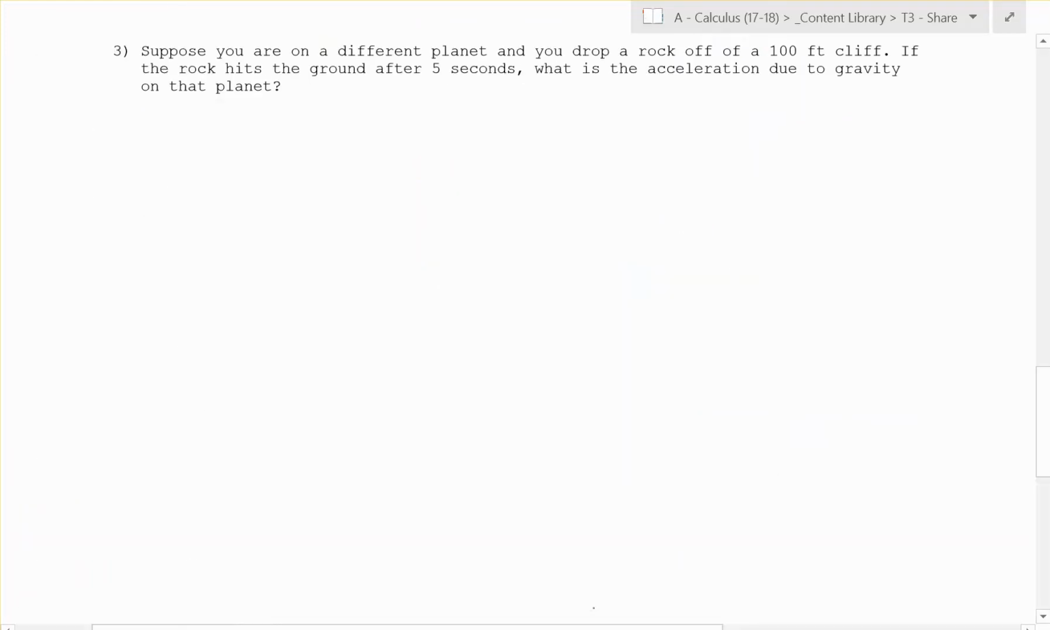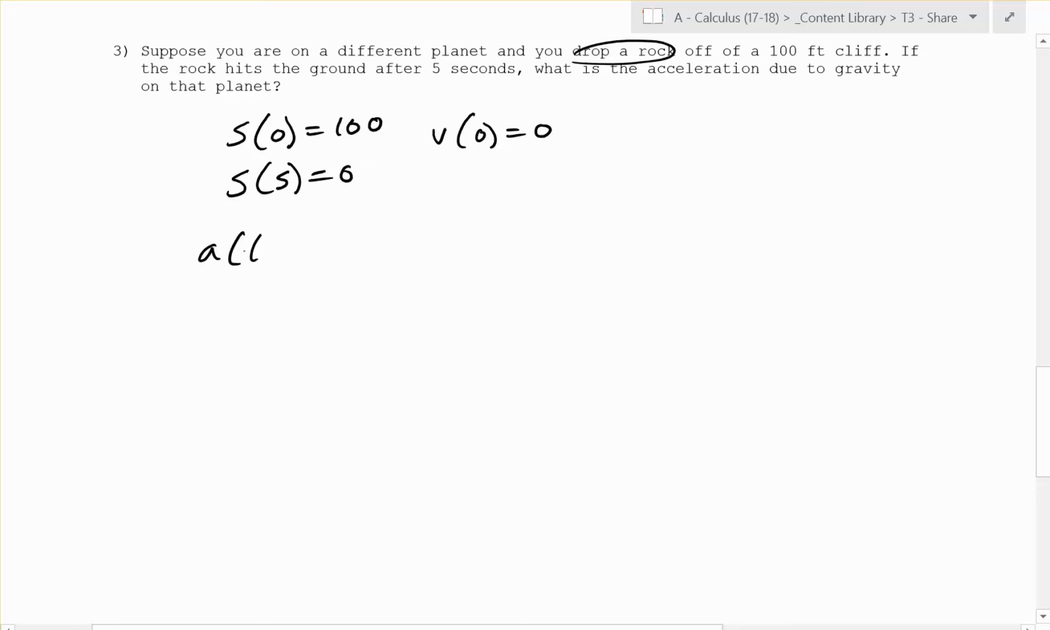So in question 3, it says, suppose you're on a different planet and you drop a rock off a 100-foot cliff. So our initial position is 100. If the rock hits the ground after 5 seconds, so s of 5 is 0, the height after 5 seconds is 0, what is the acceleration due to gravity of that planet? The one other thing to notice here is that you drop the rock, so that means the initial velocity is 0. So what are we trying to find? What is the acceleration on this planet?